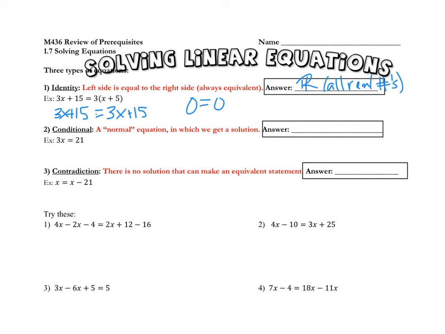Remember that this identity only happens when the left side is exactly the same as the right side. A conditional, what we like to think of as a normal equation, is just basically when we get one solution. So we divide by 3 and x equals 7.